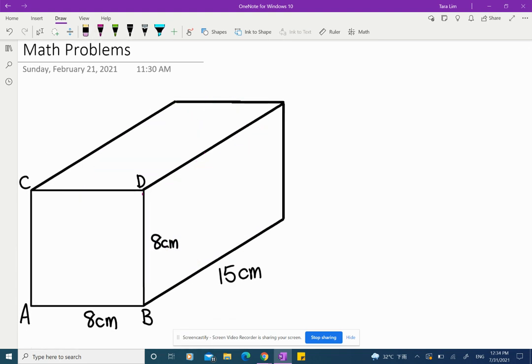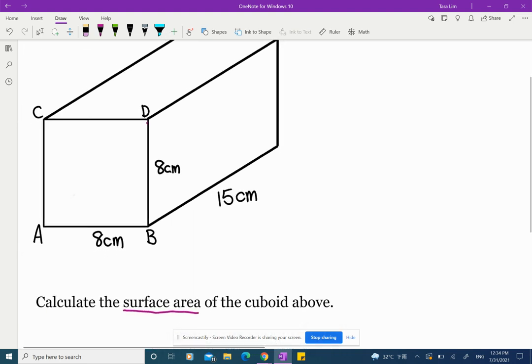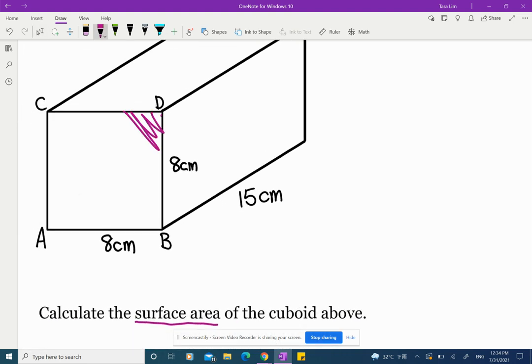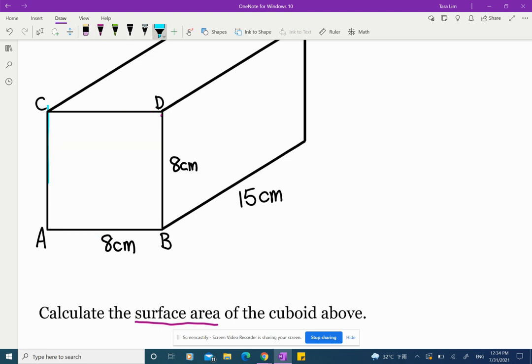There are other surfaces, they just didn't show it. So surface area is something that you have to calculate. It is an area. You have to calculate the area of a surface. For example, let's say I'm going to calculate the surface area of this square. Let's just focus on the square.